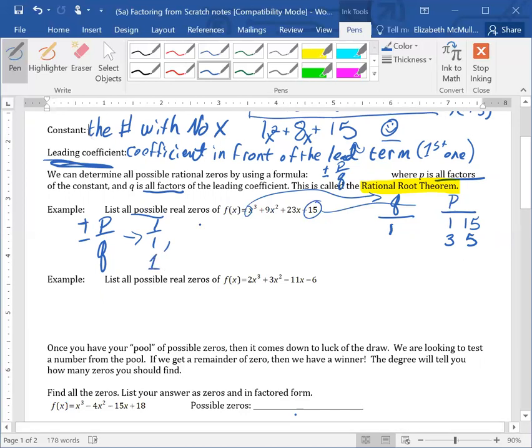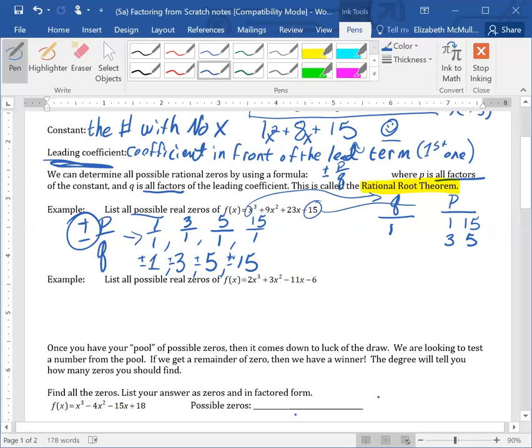Next, the second p I have is 3. q is just 1. 3 divided by 1 is just 3. The next p I have is 5, and the q I have is 1. 5 divided by 1 is just 5. The last p I have is 15, divided by 1 is 15. Something very important to remember here, this is plus or minus. So it's positive or negative 1, positive or negative 3, positive or negative 5, positive or negative 15.